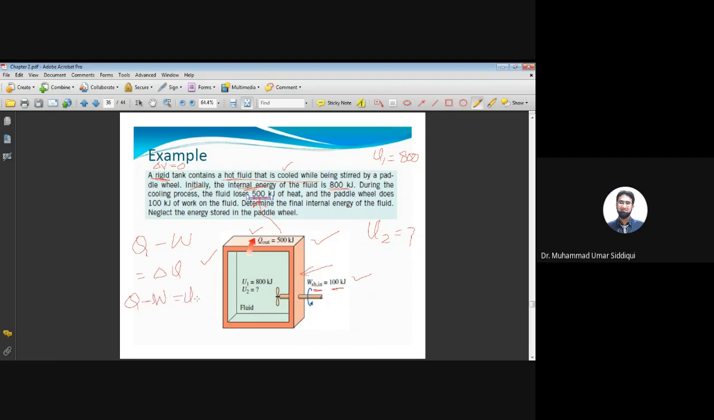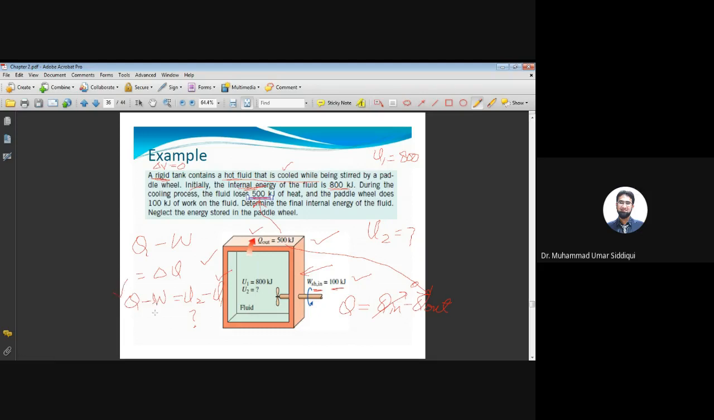Okay. Now Q minus W will be equal to U2 minus U1. So we need to find U2. We already know U1. Q is Q in minus Q out, but Q in is not mentioned here, so Q in will be 0. It's just Q out here. So Q will be equal to 0 minus Q out, because Q is Q in minus Q out. Q in is 0, Q out is mentioned. This is 500 kilojoule is Q out. So Q will be minus 500.